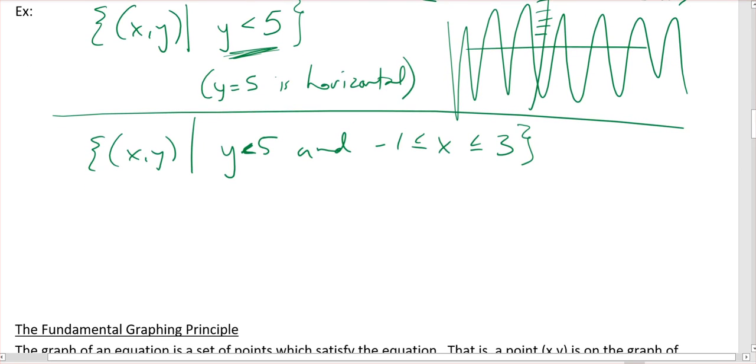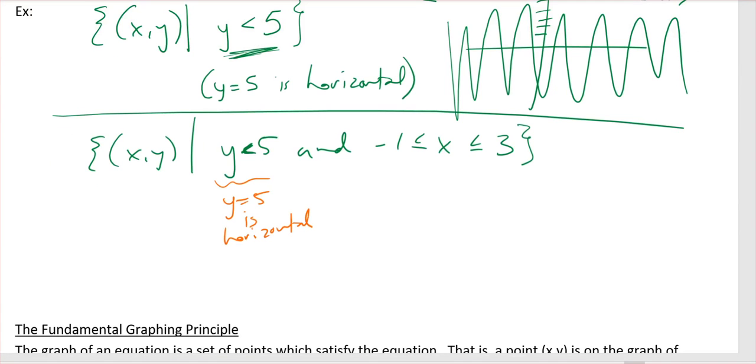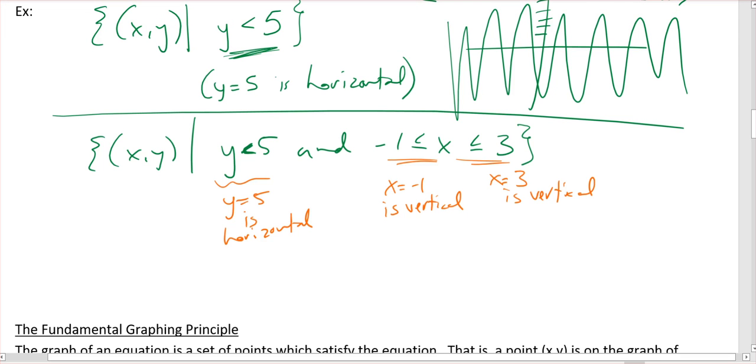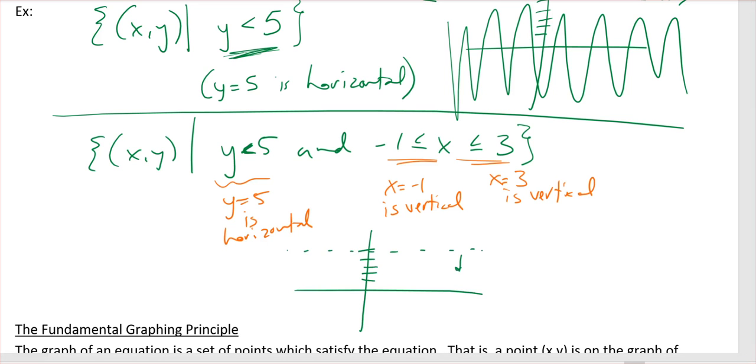Okay, so now we have that y has to be less than 5. Let me switch colors here. We've got y equals 5 is horizontal. Now we have boundaries on the x as well, right? So x equals -1 is going to be a vertical line, and then x equals 3 is also vertical. When we're drawing our picture, we have the same restriction for our y values. We've got to be below all of these. Maybe in our work on paper, we can put little arrows on there.